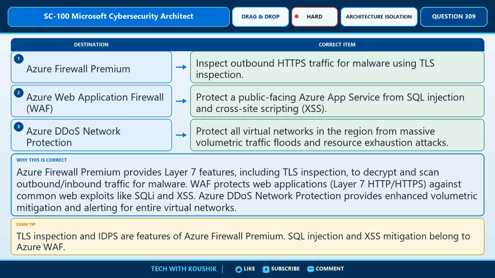Here's why. Azure Firewall Premium provides Layer 7 features, including TLS inspection, to decrypt and scan outbound/inbound traffic for malware. WAF protects web applications, Layer 7 HTTP/HTTPS, against common web exploits like SQL injection and XSS. Azure DDoS Network Protection provides enhanced volumetric mitigation and alerting for entire virtual networks. Exam tip. TLS inspection and IDPS are features of Azure Firewall Premium. SQL injection and XSS mitigation belong to Azure WAF.